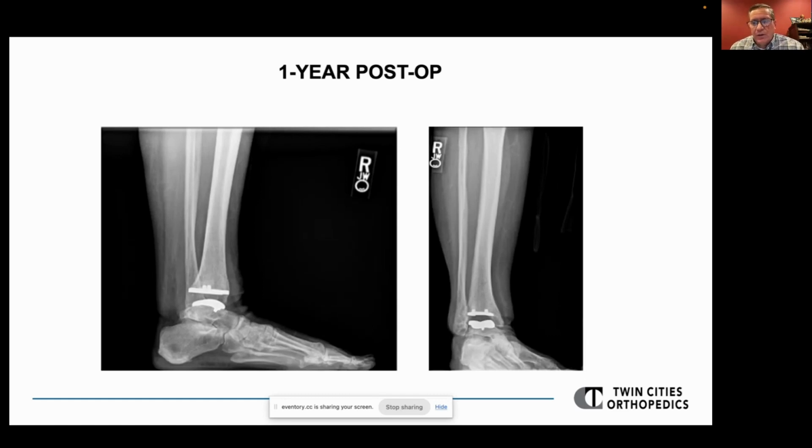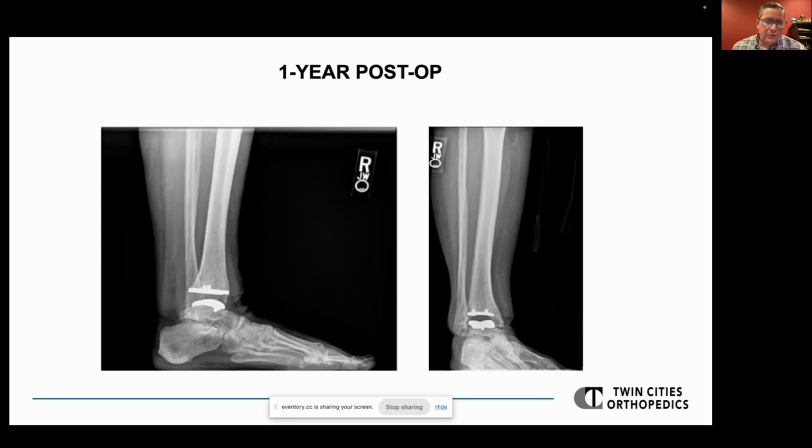Again, feel like we got a good correction of her alignment. The prosthesis appears that it's got some good initial stability, appears like it's well ingrown. Again, she's a year post-op. We're hoping that continues and doesn't end up like my case I showed earlier, but so far so good. It looks like she's got a good fit and good coverage, and some stable ingrowth.